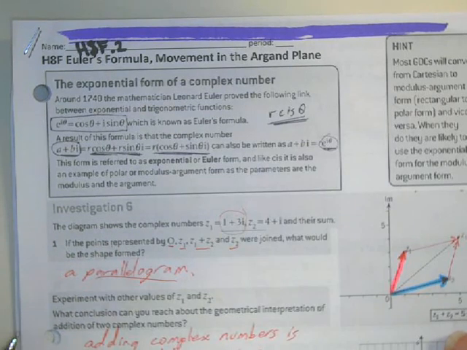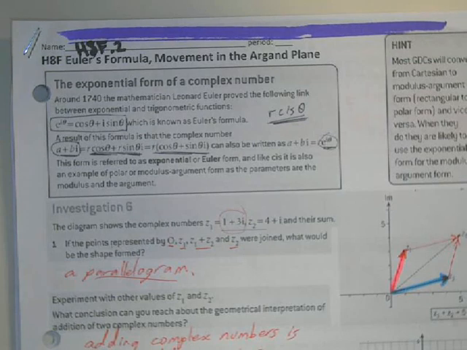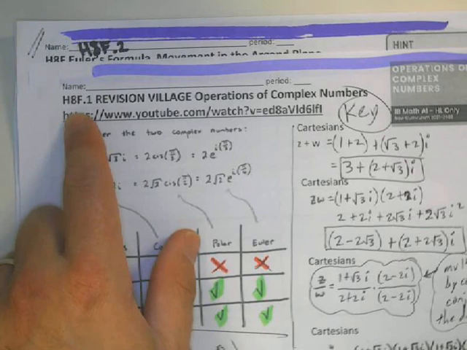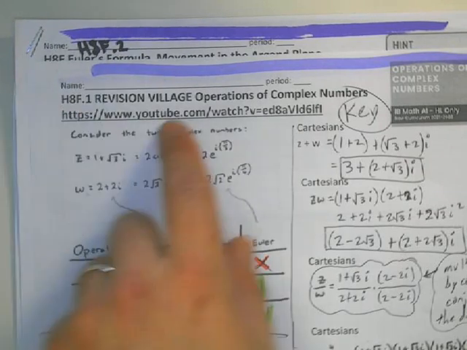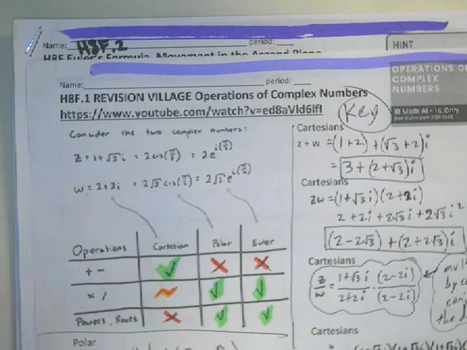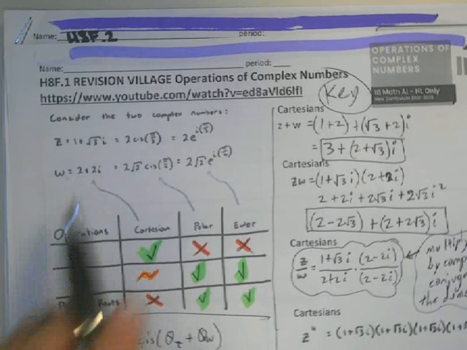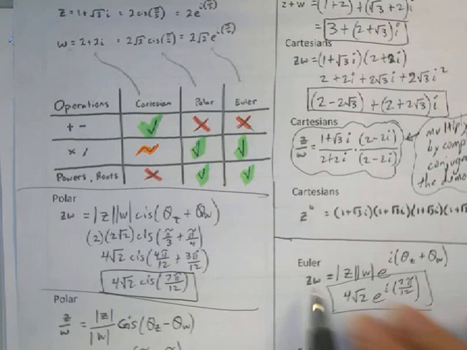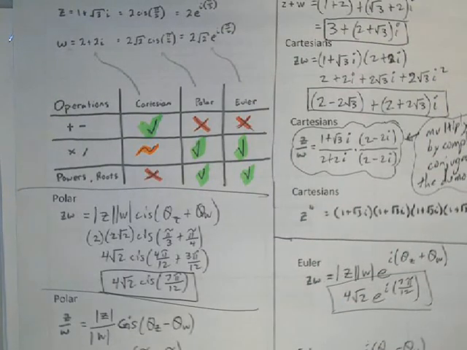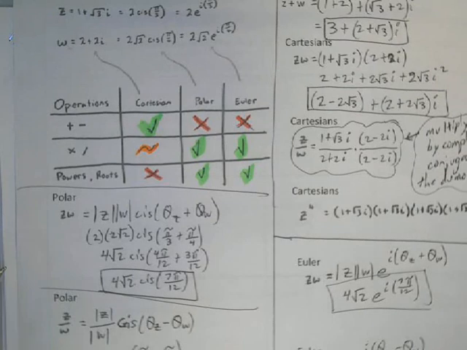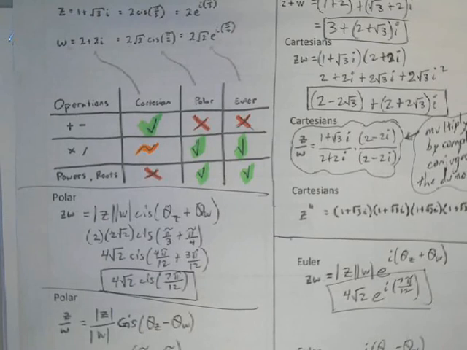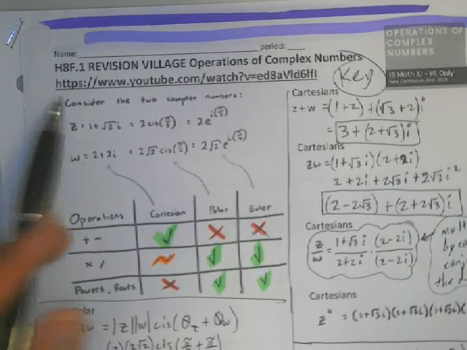Okay, so as I mentioned, you should have had a bunch of practice doing H8F.1. Actually, I don't know if this talked about converting, but this talked about how to multiply, divide, and do powers of, or operations with complex numbers. Okay, so super important that you do HF.1.